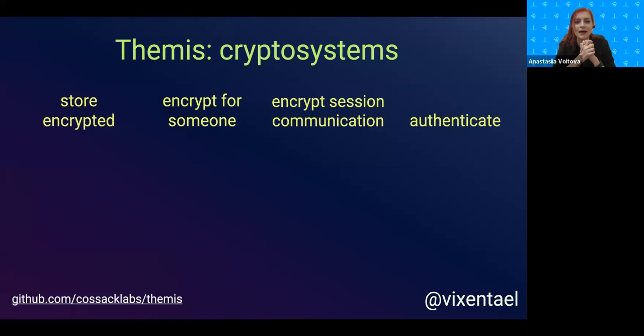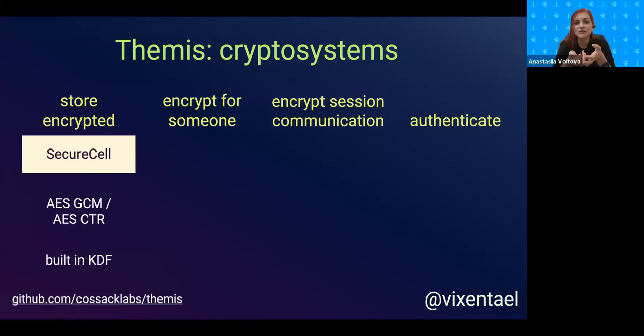And we call it a crypto system. So a crypto system is a use case. A crypto system is something you want to achieve. Themis has four crypto systems: to store data, to encrypt data for someone, like sending an encrypted message to someone, to encrypt a session between two users, for example, and then to authenticate users, especially with zero-knowledge proof authentication. This is a type of authentication that doesn't leak the secret in the network.